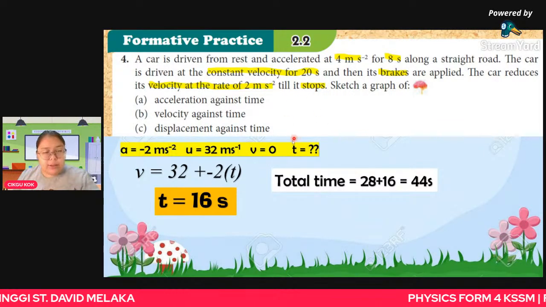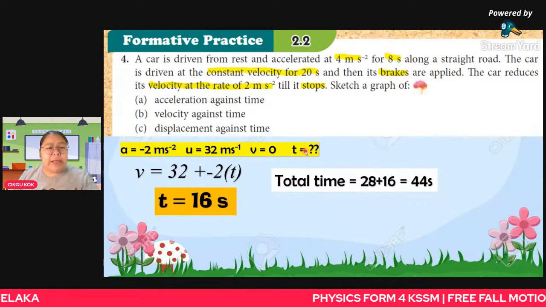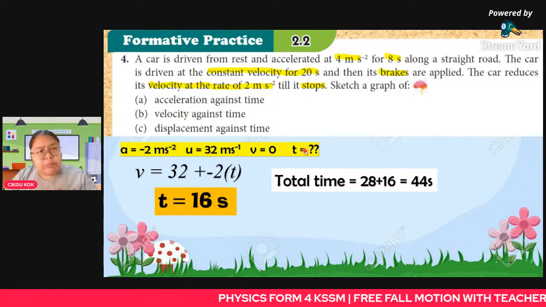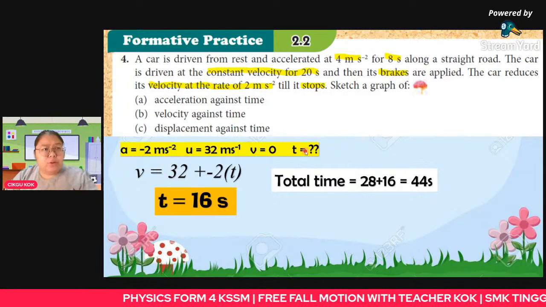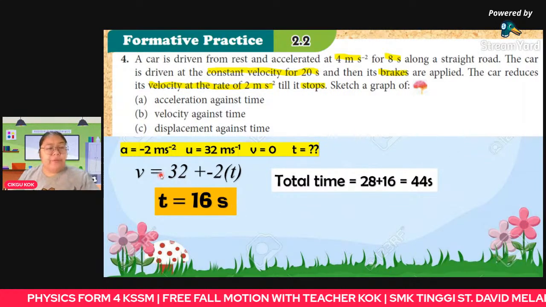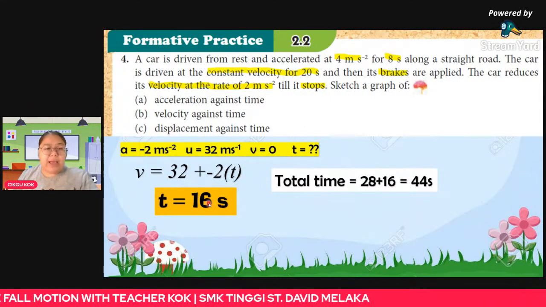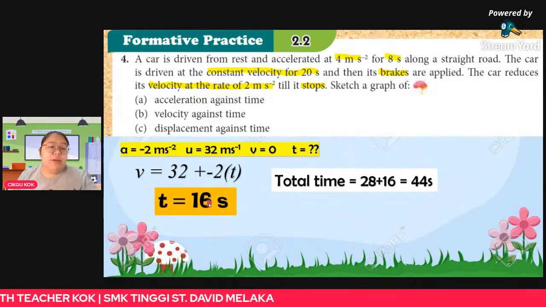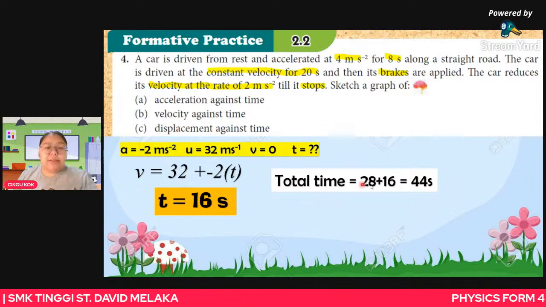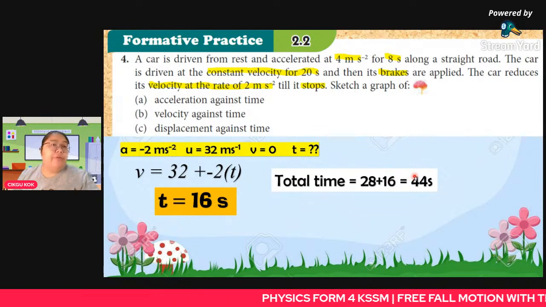Then the time taken, I need to find. How long do they take to brake the car until stop? So from here, I apply the first equation, V equal U plus AT. So I get 16 already. So the 16, you need to plus the overall time taken, they become 44.